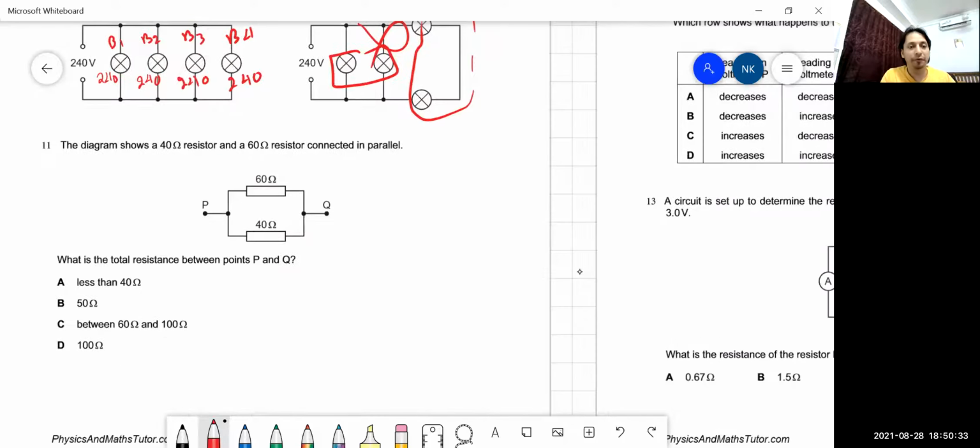The diagram shows a 40 ohm resistor and a 60 ohm resistor. Okay, good. What is the total resistance between P and Q? Again, the word total resistance, I told you, children, total resistance you have to find in series or in parallel. We have the formulas in series.